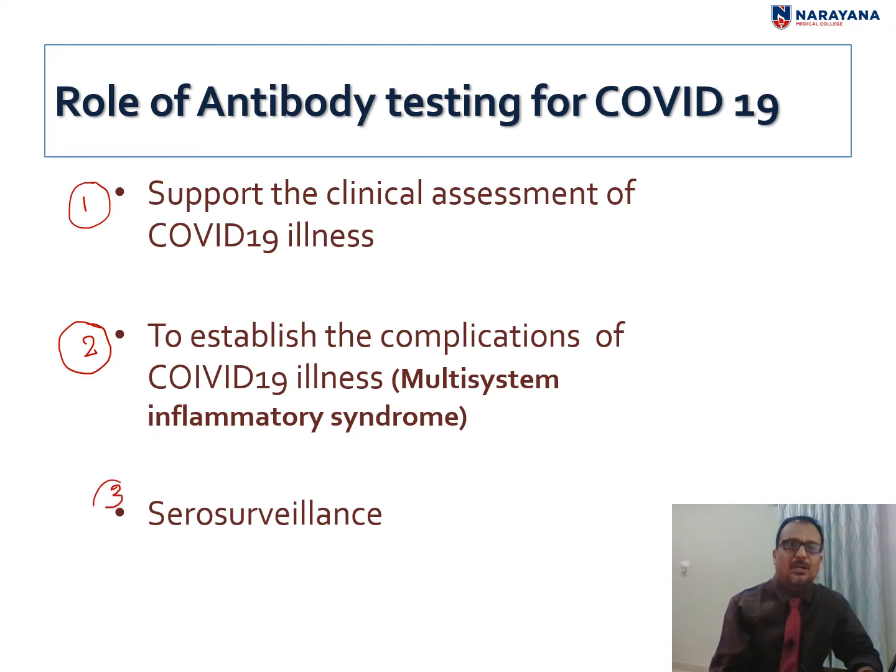And the third important point is serosurveillance. Serosurveillance means the proportion of the population exposed to the COVID-19 infection. Among the total population, how many people have been exposed, and to some extent to produce herd immunity. It would also be useful to understand the level of herd immunity. So for surveillance purposes also, we can do this IgM, IgG antibody testing.